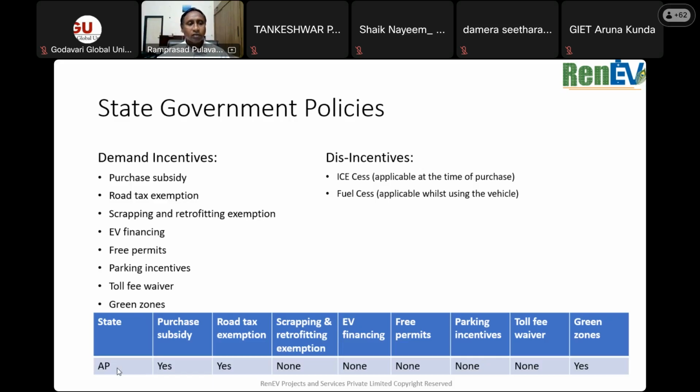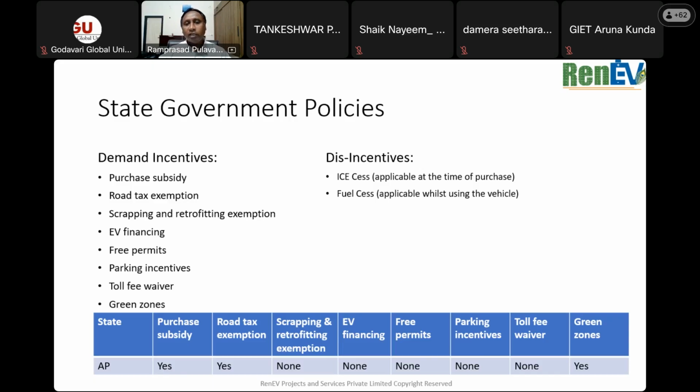In the state of Andhra Pradesh, there is a purchase subsidy. If I buy an electric vehicle, there is a purchase subsidy, but the clarity is not there. How much amount is being given by the Government of Andhra Pradesh? It is there in the policy, but we have not seen its implementation on the road. Then road tax exemption in Andhra Pradesh, it is 0.